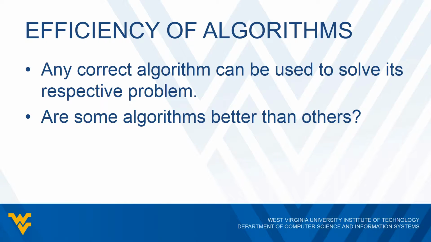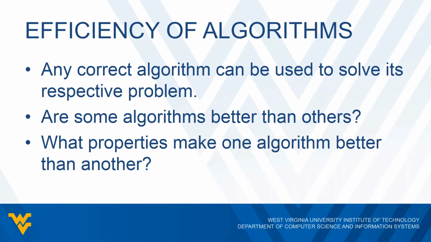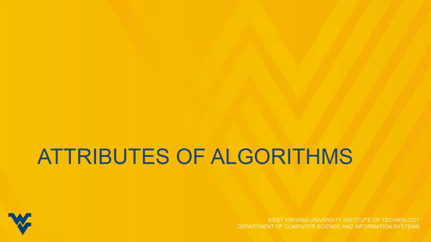I mean, I could have two or three algorithms that solve the same problem, but are they all equally as good, or is one better than the other? So what we're going to be looking at here are some of the properties or the characteristics that would make one algorithm better than some other algorithm that solves the same problem. We'll start by taking a look at some of the attributes of algorithms.